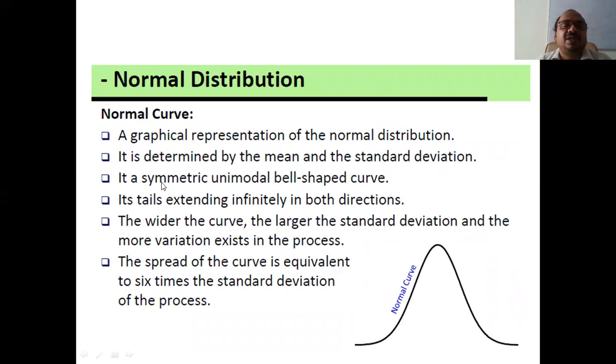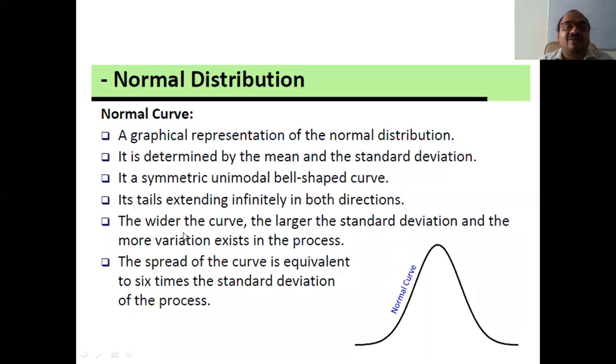Continuous data. It is determined by the mean and standard deviation. It is symmetrical and unimodal. Bell shape and unimodal are all synonyms only. Its tails extend infinitely, a very, very important point. The tails never touch the x-axis, never touch. Even though you keep extending, the fraction doesn't touch because that much possibility is also there, but very rare.